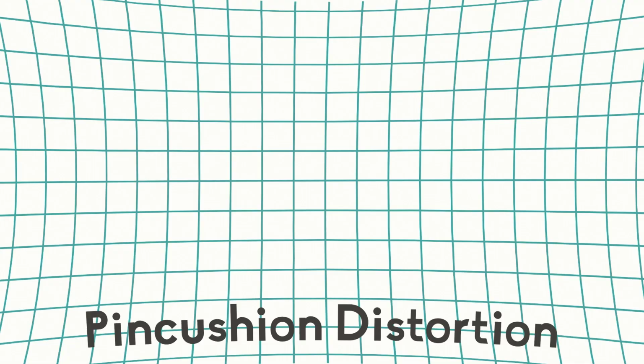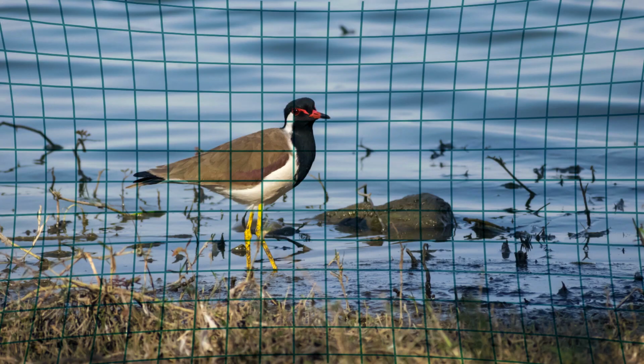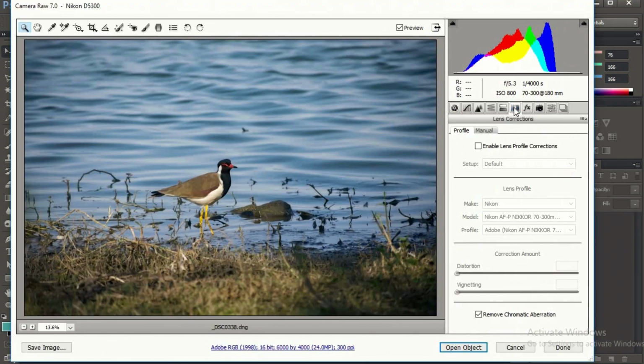Next is pincushion distortion. It is the opposite of barrel distortion, where the straight lines of your image bend or pinch inwards from the center of your image. It mostly occurs in telephoto lenses where the field of view is much smaller than the size of your image sensor. You can fix pincushion distortion in the same way as barrel distortion. Just enable lens corrections in Lightroom or Photoshop.